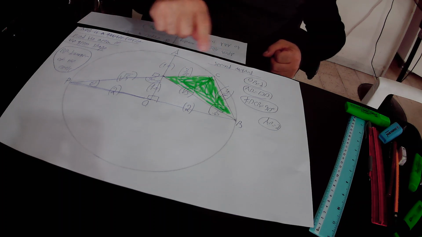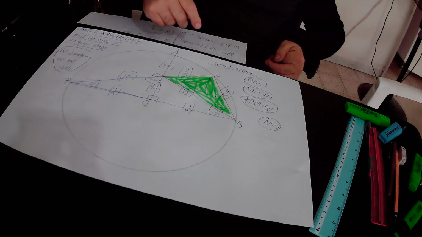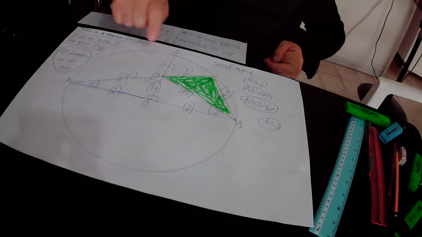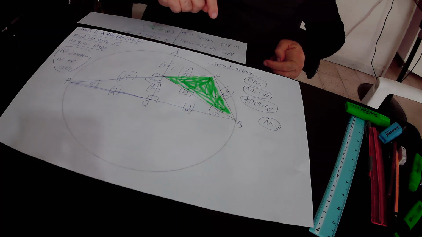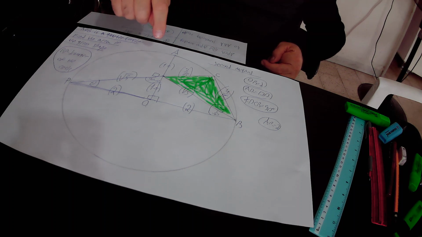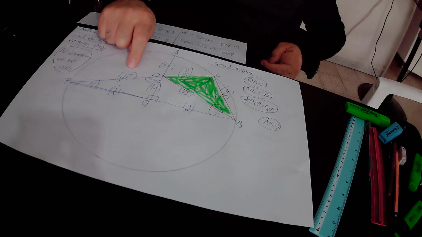Then we extended side CD until it touches the circle. In the first method, we proved that the extended side CD must touch the circle at point P, not at any other point. Otherwise, you will have a contradiction to rule 5. So here we have the right triangle DOP. Side DO equals 1, side OP equals 2, therefore according to the Pythagorean theorem, the hypotenuse equals the square root of 5 units.